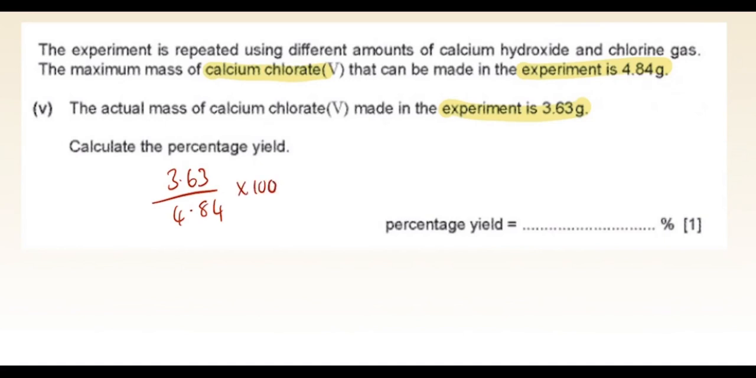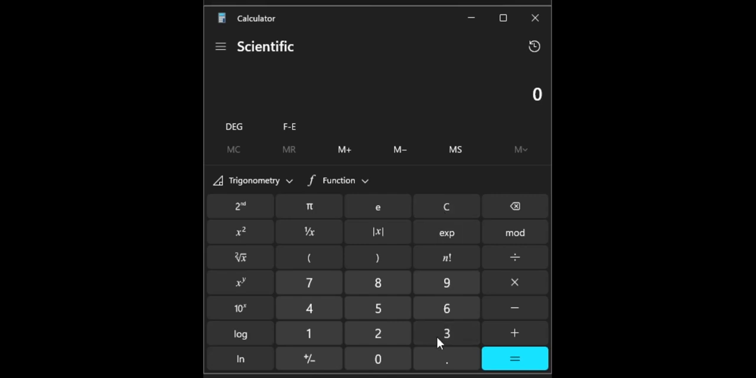So let's try that. We do 3.63 divided by the possible 4.84, and then we times that by 100 to get it into a percentage, so it would be 75%.